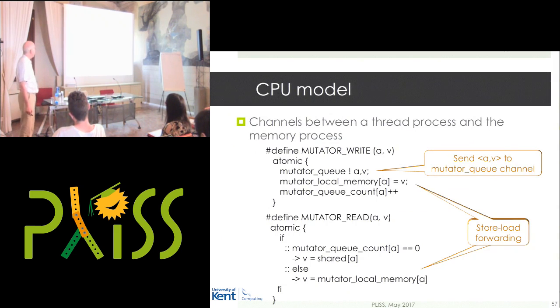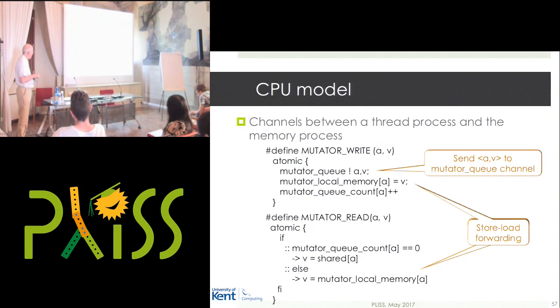This is kind of exactly the code. I say kind of because I should put backslashes on the end of every line, but I can't be bothered to do that because it looks ugly. So here's our mutator, and it writes a value onto this channel, the mutator queue channel. It stores that value locally. It increments the counter on that channel.